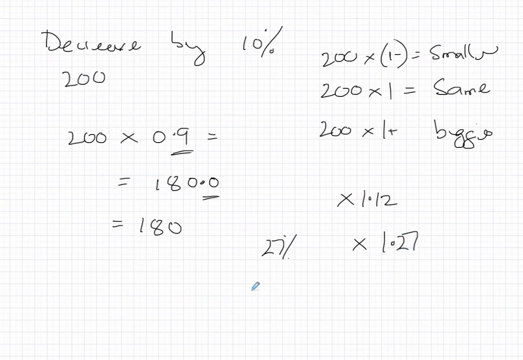To decrease by 1%, you'd multiply by 0.99, hopefully with a calculator. To reduce by 20%, you would multiply by 0.8. Okay?